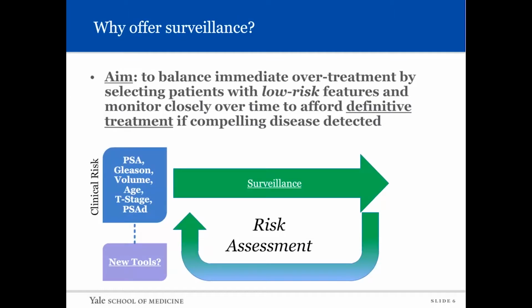So why offer surveillance? Well, our aim is to balance the immediate risks of overtreatment by selecting patients with low-risk features and monitor them closely over time to afford definitive treatment if compelling disease is detected. So we start with initial risk classification using clinical variables, PSA, Gleason score, tumor volume, age, other characteristics, perhaps integrate new tools as well, and essentially provide a cycle of risk assessment periodically over time to make a decision.